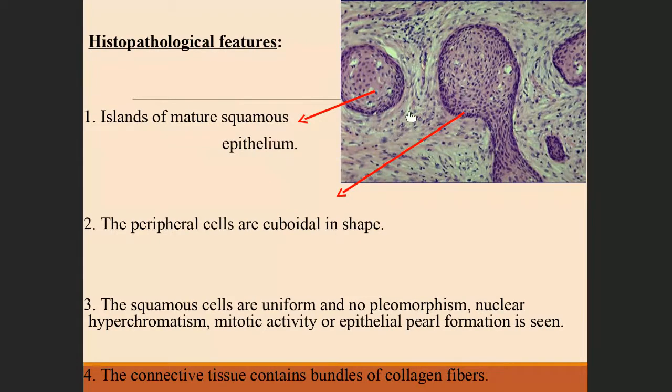Okay, now surrounding these islands you can see bundles of collagen fibers. So remember, in this particular tumor, you can see islands of squamous epithelium bordered by cuboidal cells. These squamous cells are all uniform. They are benign or they are normal squamous cells. There is no pleomorphism, no nuclear hyperchromatism, no mitotic activity, no dysplastic epithelial pearls, nothing. There is no feature of cellular atypia.